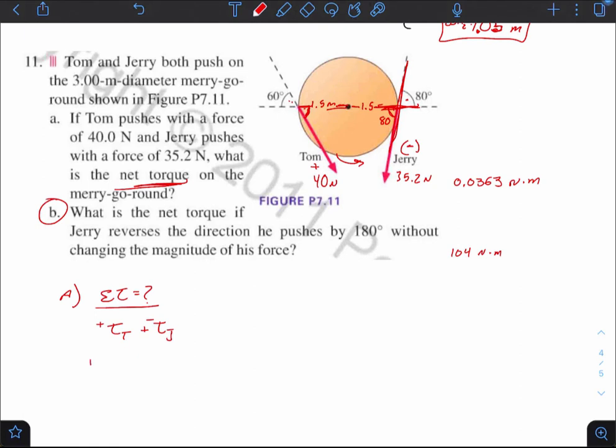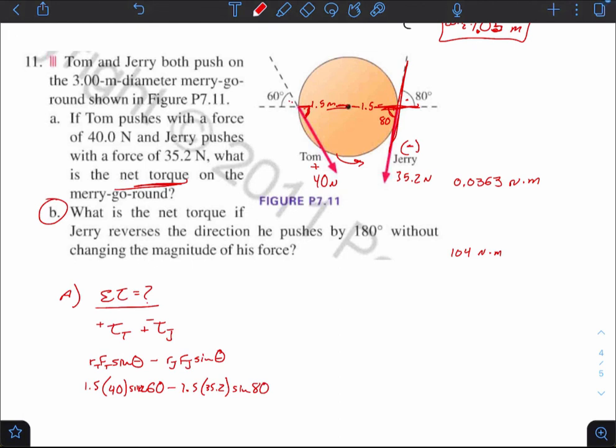And then just r F sine theta: r_T F_T sine theta minus r_J F_J sine theta. And then it's plug and chug at this point. 1.5 times 40 times sine 60 minus 1.5 times 35.2 times sine 80.